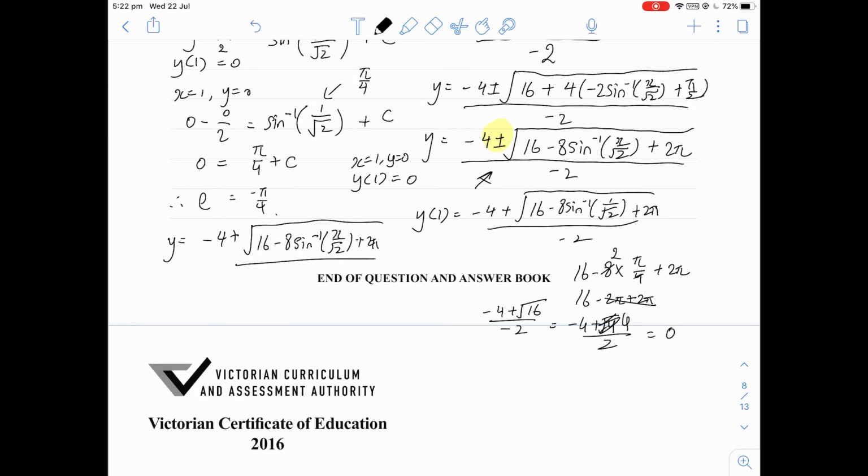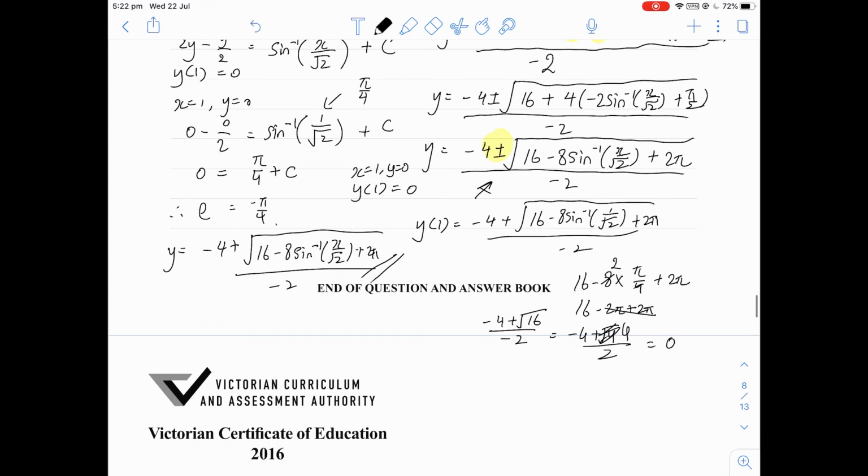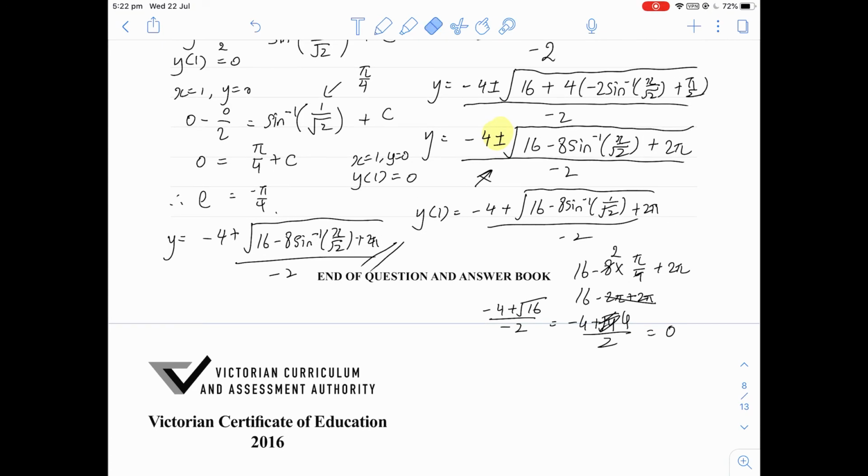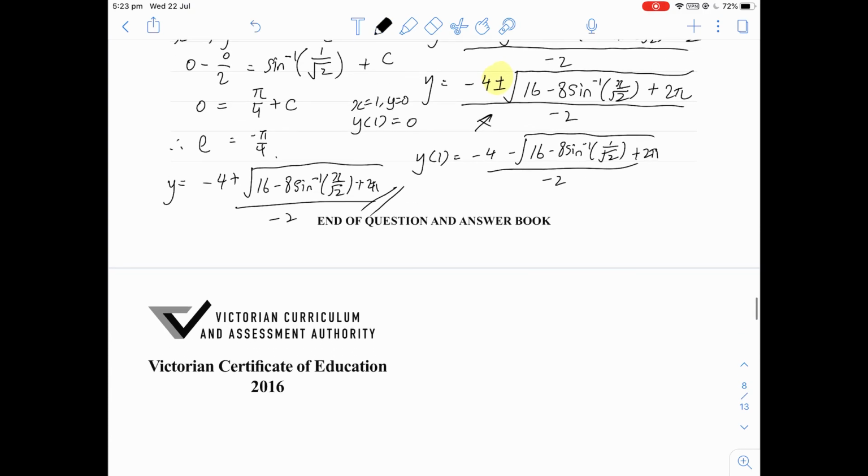Okay, so we can confidently say that this is one of the answers, and we need to check the other one. Okay, now I'll get rid of this, and I'll simply get rid of this positive, and I'll switch to negative. And what we'll work out again is that this will be 16 minus 2 pi plus 2 pi over negative 2. And this will cancel out. And we can see here that this will be negative 4 minus negative 4 over negative 2. So this will actually give us positive 4.